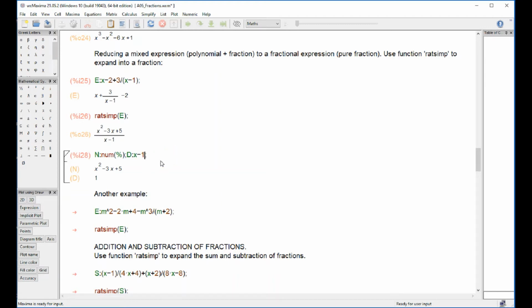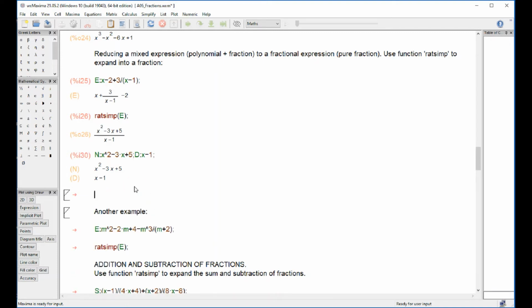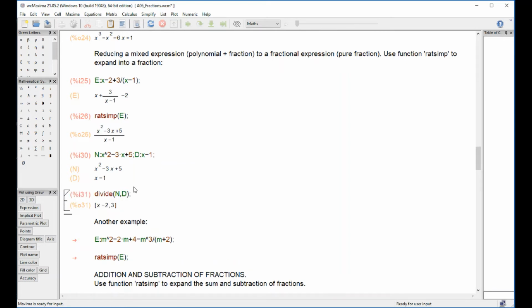And delete that parenthesis. And in here I'm going to copy the numerator, put it to the right of the two points of the column, and do a divide. Numerator by denominator, and we get x minus 2 and 3. So there's a residual, so there's no way to simplify this anymore.